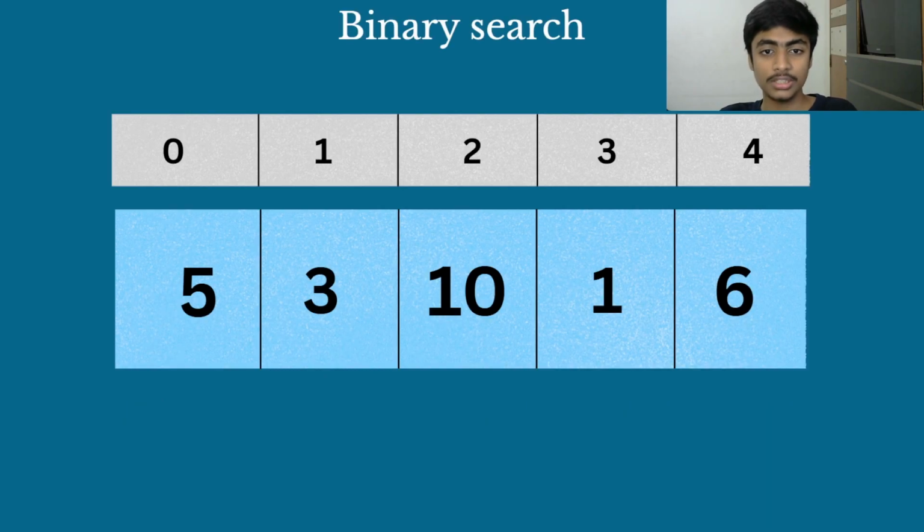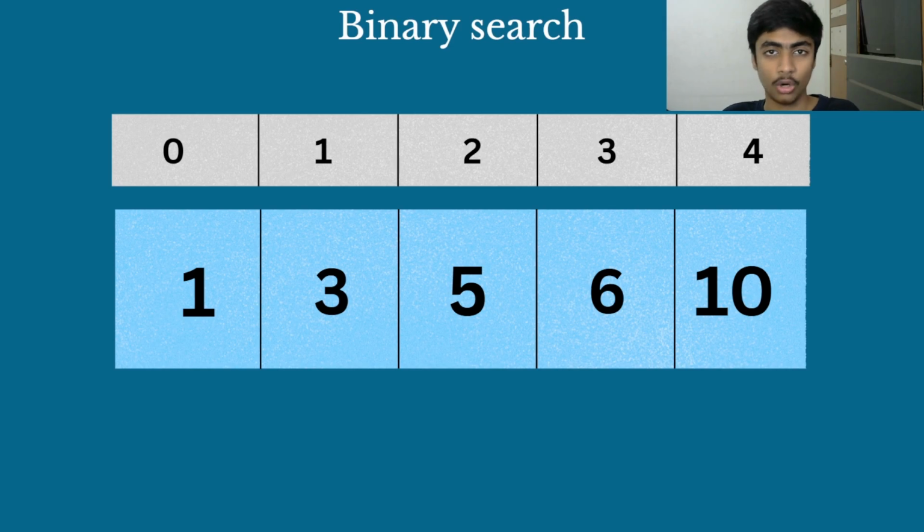So in this case, let's just take this array as an example. It has 5 elements, 5, 3, 10, 1 and 6. Before we run the binary search, there is one important step you need to make sure you do. We need to sort this array in a proper order. So we need to sort this array in an ascending order. And to do this, we could use something like a selection sort or a bubble sort.